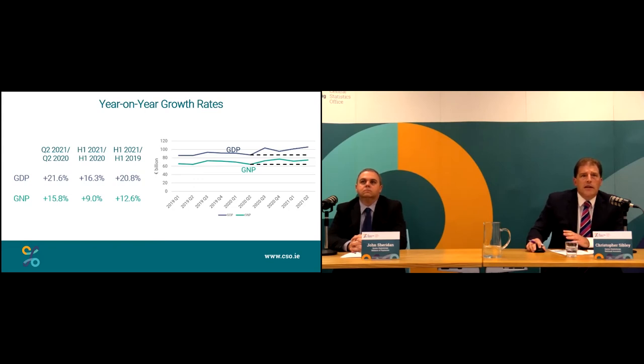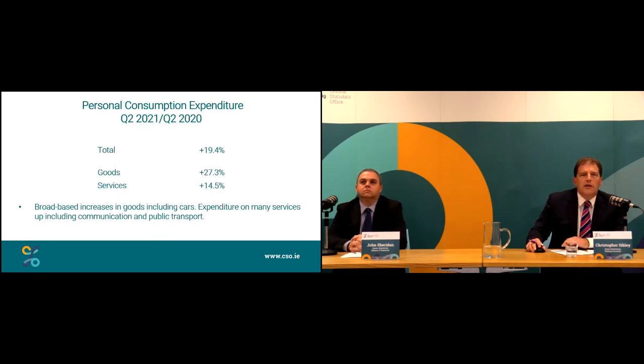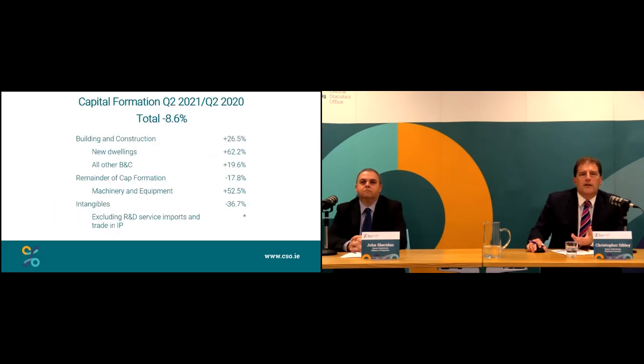Just quickly, looking at some of the elements of expenditure year on year, where has the recovery come from? Consumption is back nearly 20% across goods and services. Year on year, we're seeing the increase in spending on cars, as well as communications and public transport, and that's driving up the PCE data. In investment, we see the construction data adding a lot, so new dwellings, building and construction up, as well as spending on machinery and equipment. So those are the year-on-year comparisons.